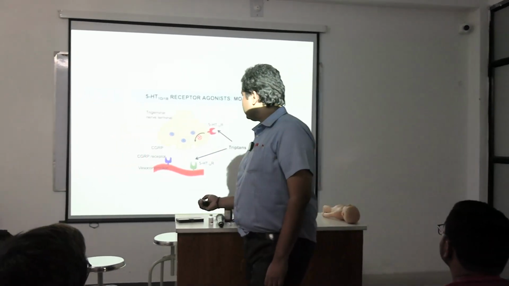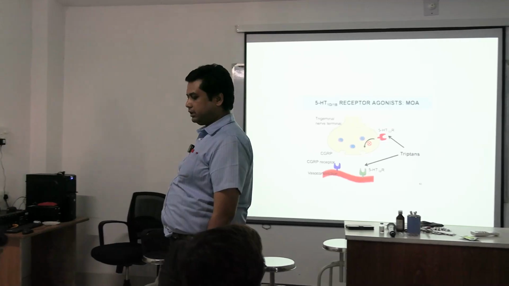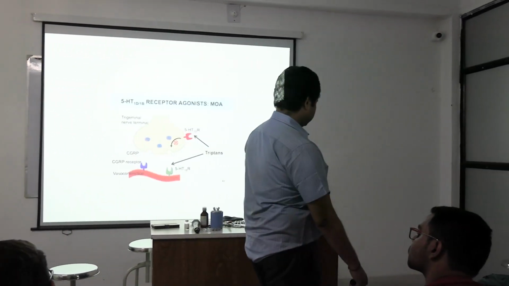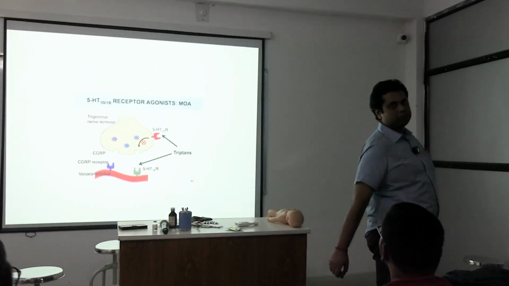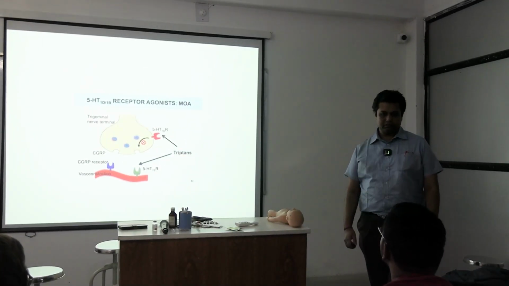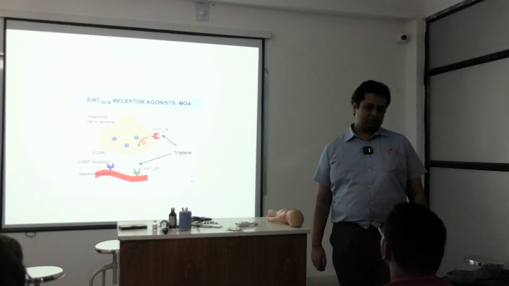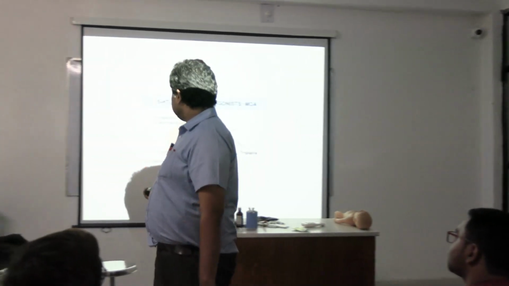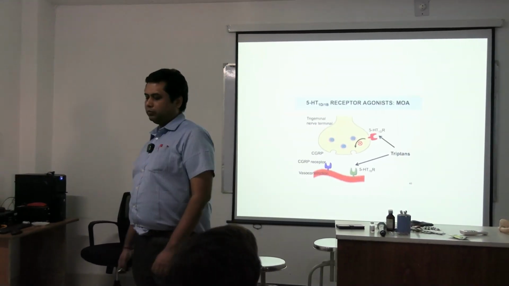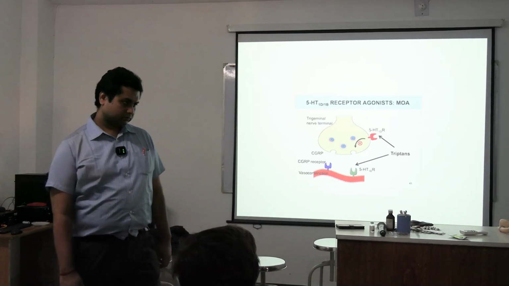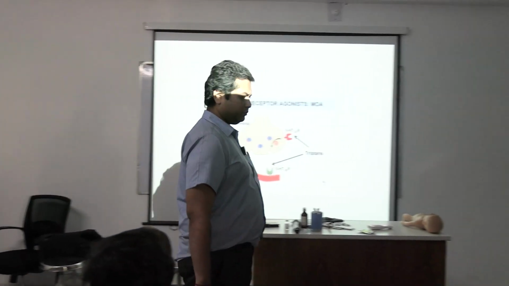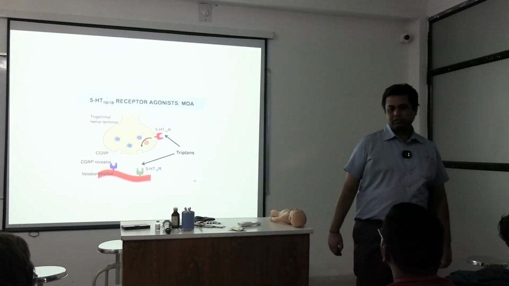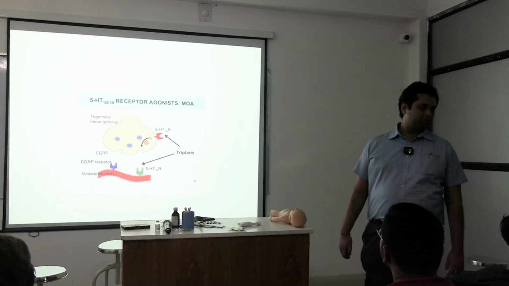In recent times, CGRP receptor antagonists have also been approved. These drugs are known as gepants. So these have been recently approved for blocking the CGRP receptor. Rimegepant. Okay? New drug that has been approved.